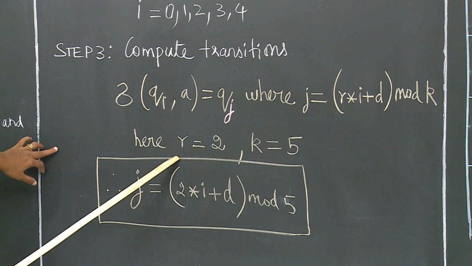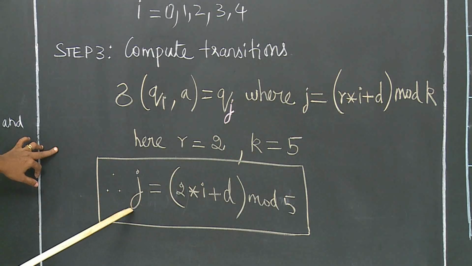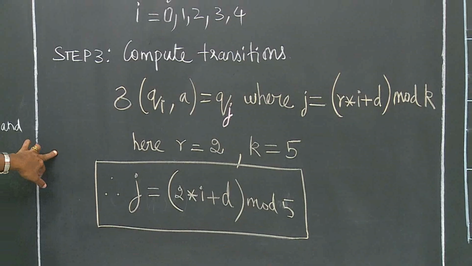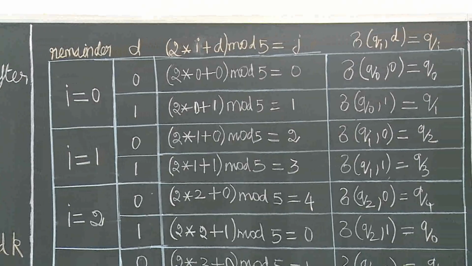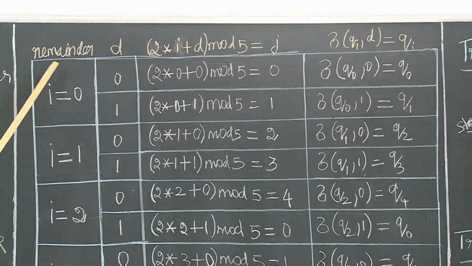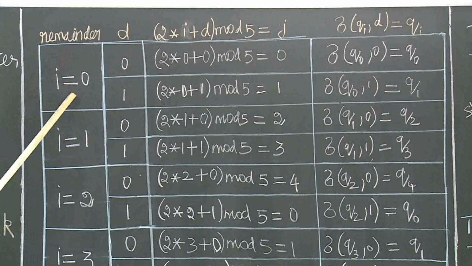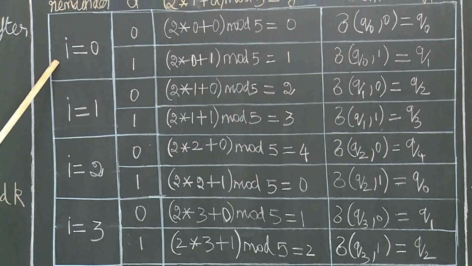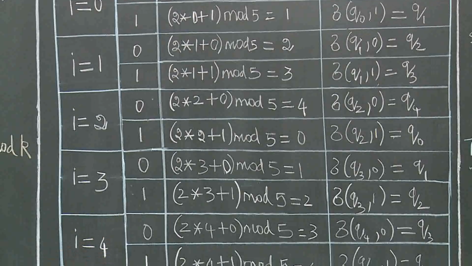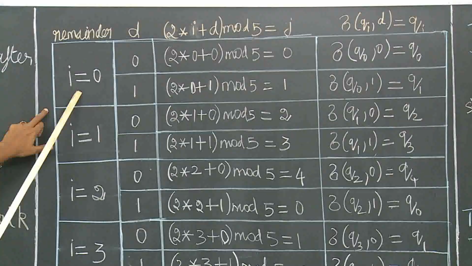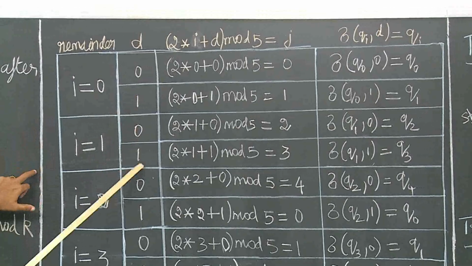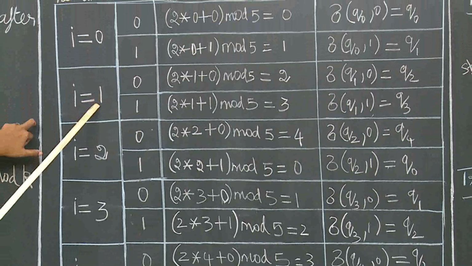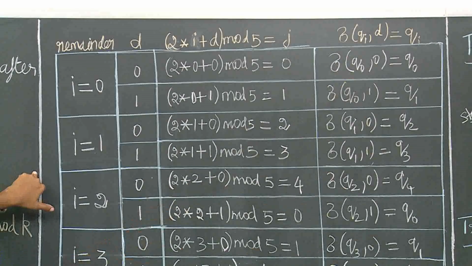So after substituting this r value and k value here, you will get j equal to (2 * i + d) mod 5. Okay. Now we can get into the table how we can calculate the transitions. Here, the first column I have taken is the remainder. The remainders are 0, 1, 2, 3, 4, so the values of i will be 0, 1, 2, 3, 4. For each i value, we have to substitute the d value 0, 1, 0, 1, 0, 1, 0, 1, 0, 1. Okay, after substituting this, we have to find the corresponding transitions.